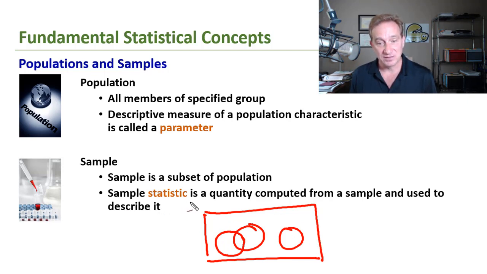So a sample statistic is a quantity computed from a sample and used to describe it. If we take something like the average, we might have an average of this sample. That's a sample statistic, but it's going to be different from the average of this sample. So our sample mean, see how that's a sample statistic? We naturally should expect that to fluctuate each time. There isn't such a thing as a single sample mean because there are many different samples.